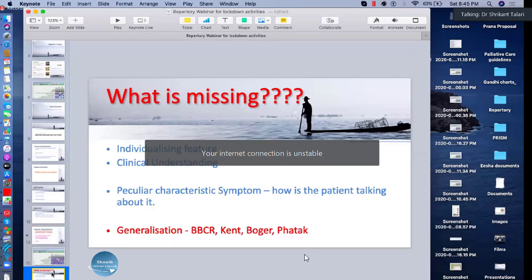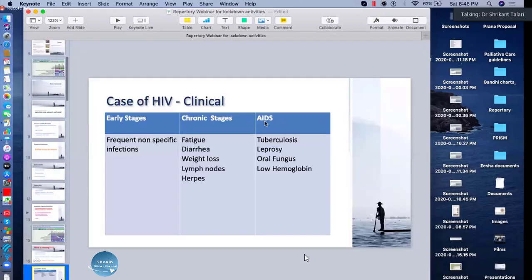I asked myself, what are the clinical aspects here? If you look at any HIV case, this is the normal progression. First, in the initial, early stages, the patient has just non-specific infections. In the chronic stage, the patient has fatigue, diarrhea, weight loss, herpes, and you realize, okay, this patient is in the chronic stage, and all these symptoms are common symptoms of the chronic stage of HIV.